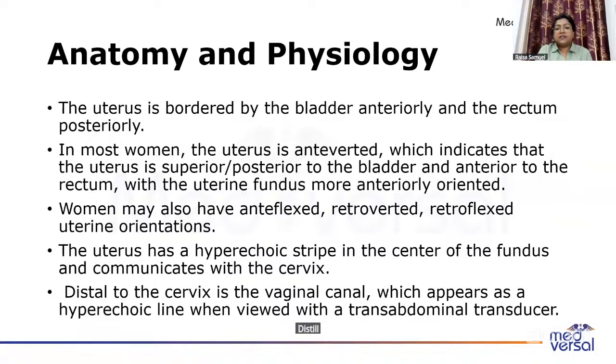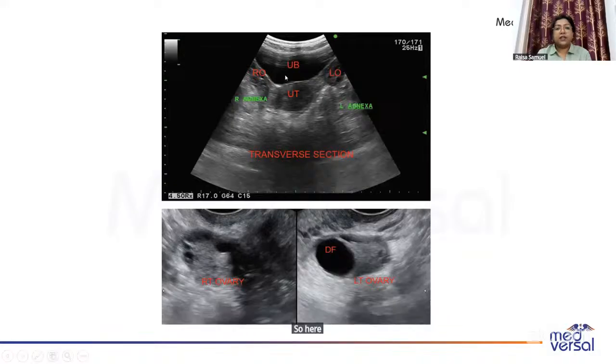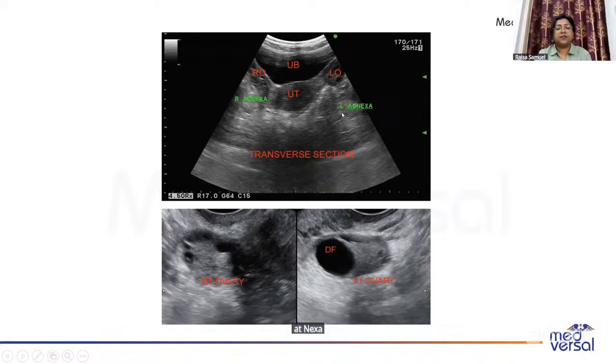Distal to the cervix is the vaginal canal, which appears as a hyperechoic line when viewed with a transabdominal transducer. So here you can see the urinary bladder is here, right ovary, left ovary, and this is the uterus, and this is the transverse section. Ovaries are seen like this, right ovary, and this is the left ovary with a dominant follicle. So this is how you see the pelvic structures in an ultrasound. Adnexa, right adnexa, left adnexa, uterus, urinary bladder, and the ovaries.